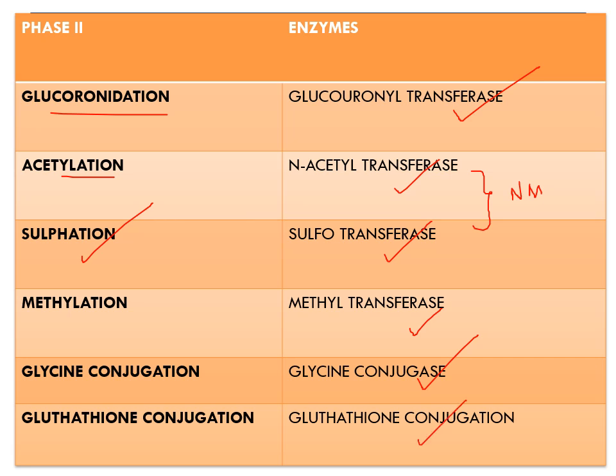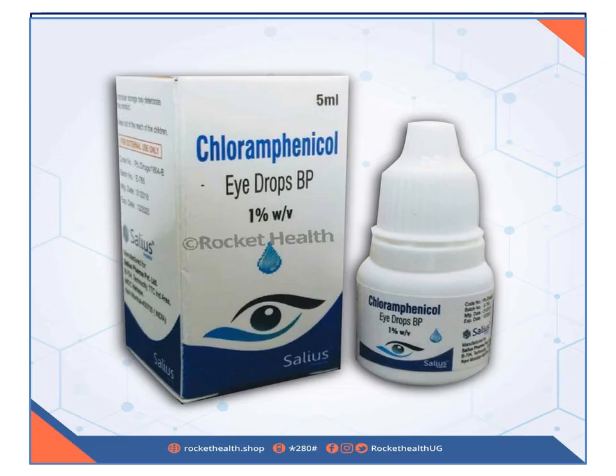And these enzymes are all adding an endogenous substance to the drug. For methylation, the endogenous substance being added to the drug is a methyl group. For glycine conjugation, it is glycine, an amino acid. And for glutathione conjugation, it is glutathione. These are just examples of each of the different reactions in phase 2 drug metabolism.